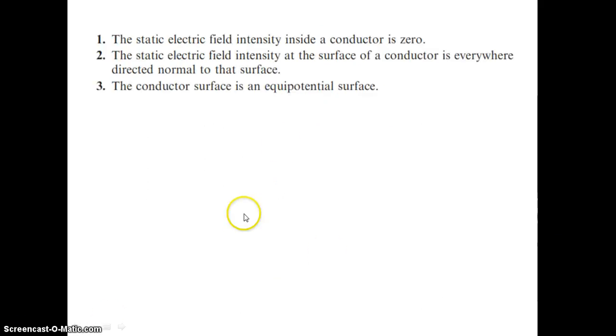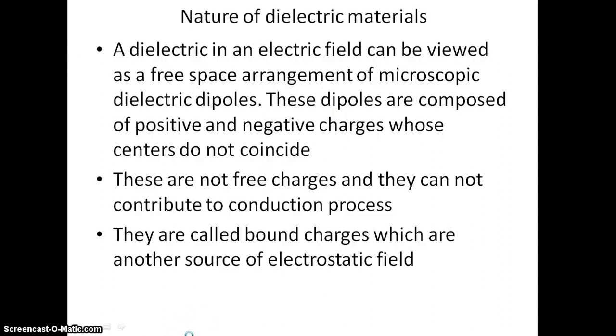So the three points to be considered are: the static electric field intensity inside a conductor is 0. The static electric field intensity at the surface of the conductor is everywhere directed normal to that surface. The conductor surface is an equipotential surface.